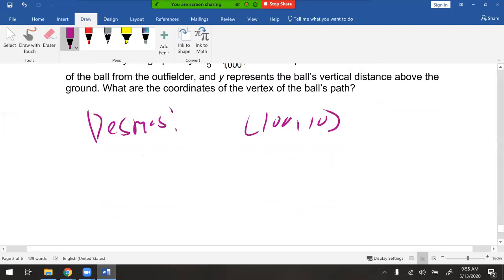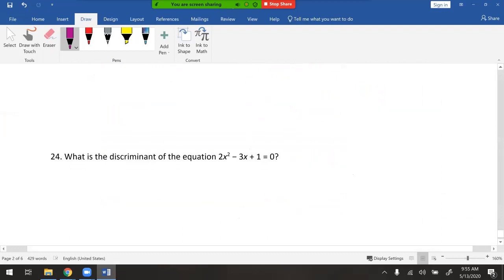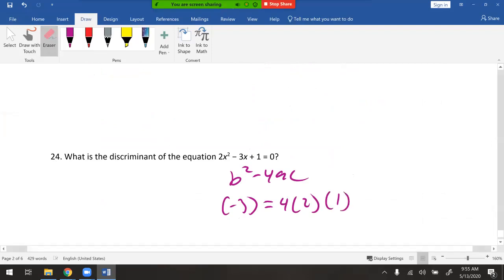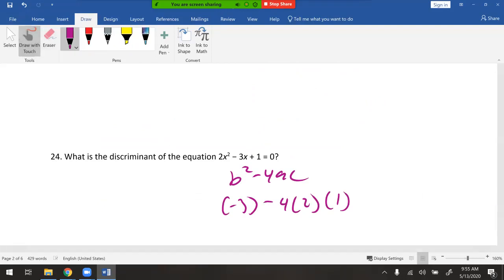Okay, last one, discriminant. Remember it's b squared minus 4ac. That's what we're using. B is negative 3, A is 2, C is 1. So we minus, not an equals. We get 9 because we squared the negative 3, minus 8. And the discriminant is 1, which means that there's two solutions for this. We are officially done with this.